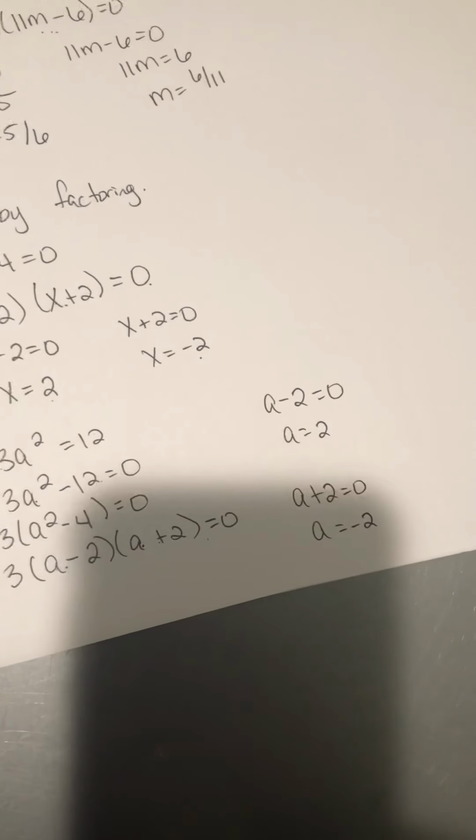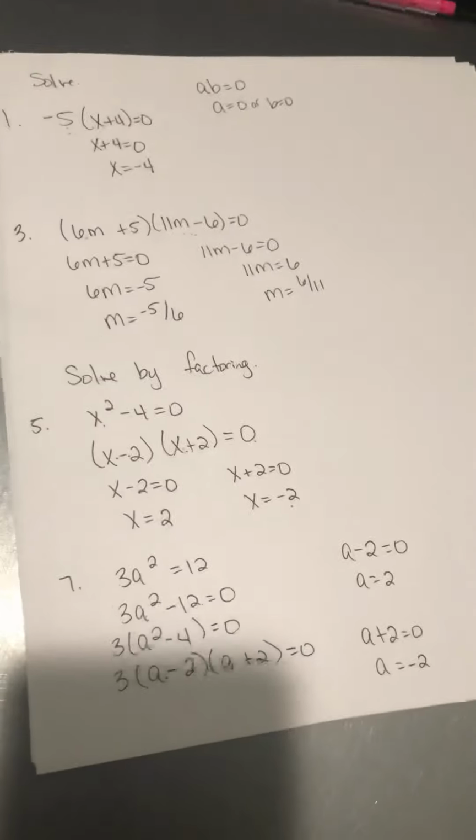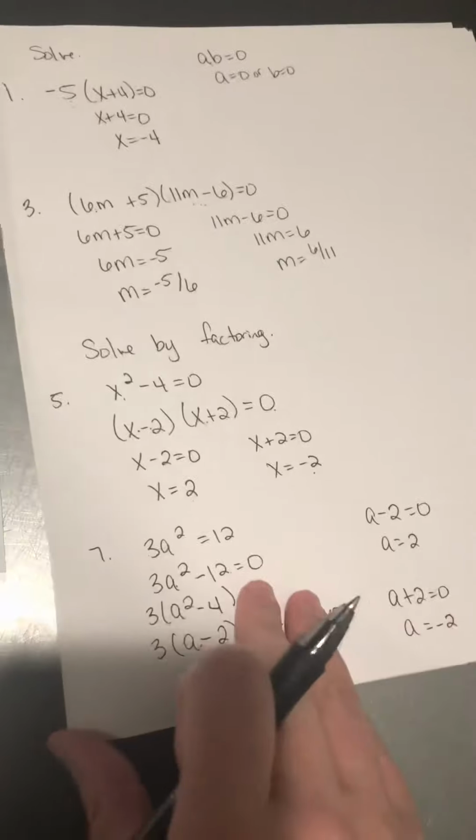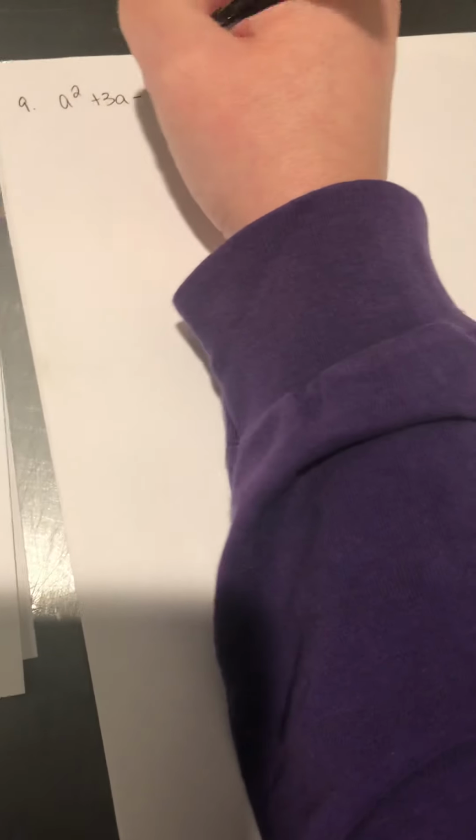So when you solve by factoring, factor it and then set each factor equal to 0, and that is your solution. And like I said, it can be repeated, which we're going to do one of those here in just a minute. So we have a squared plus 3a minus 10 is equal to 0.